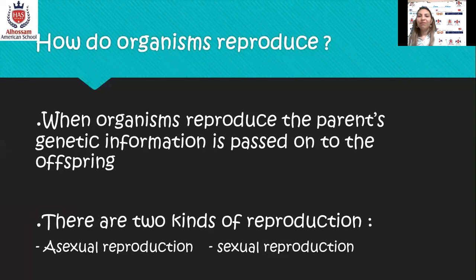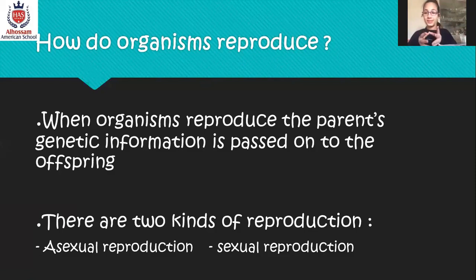How do organisms reproduce? When organisms reproduce, the parent's genetic information is passed on to the offspring. So as we know, when a human being reproduces, their sex cells, a female and a male, fuse to make an offspring. The offspring gets half of the chromosomes from the mother and half from the father, which is why the genes, the genetic information or the genotype, are half from the mother and half from the father.